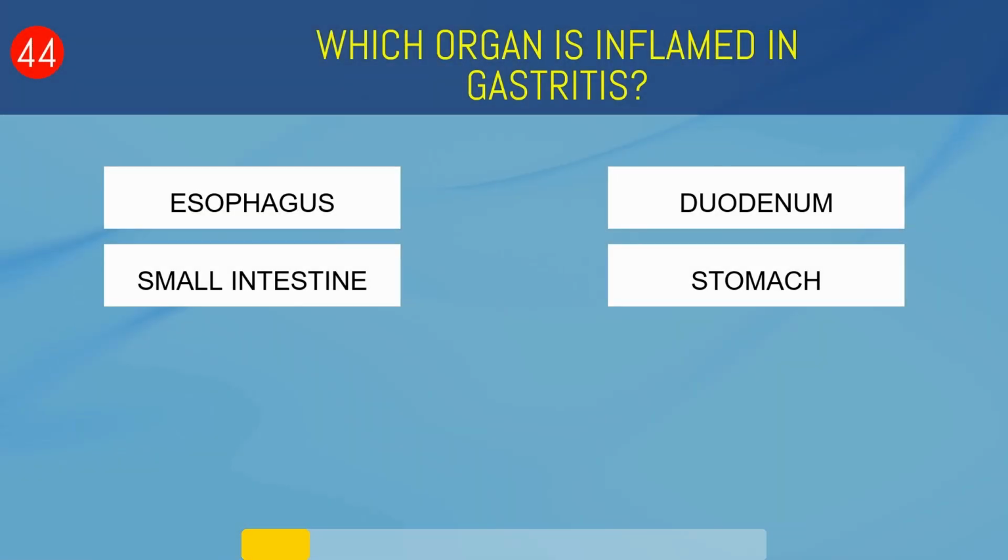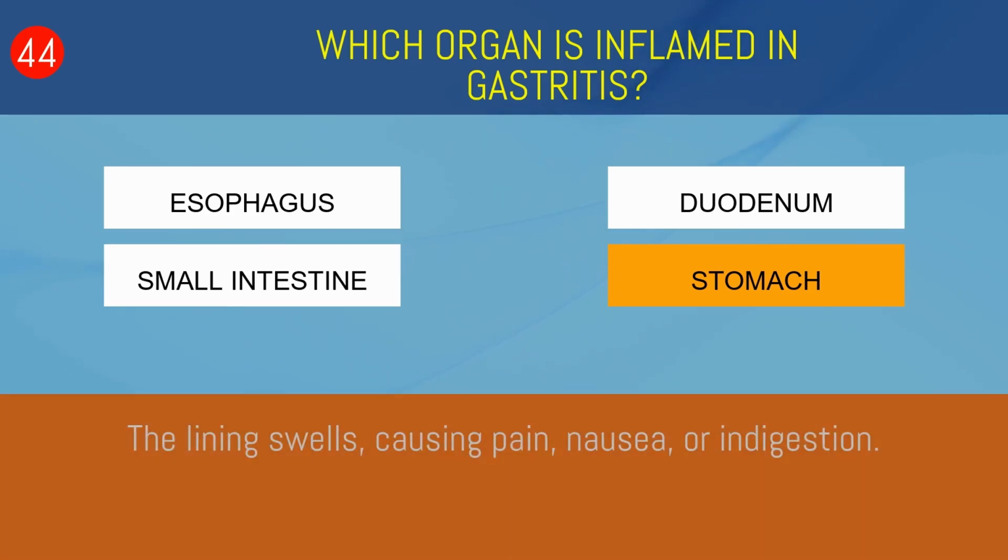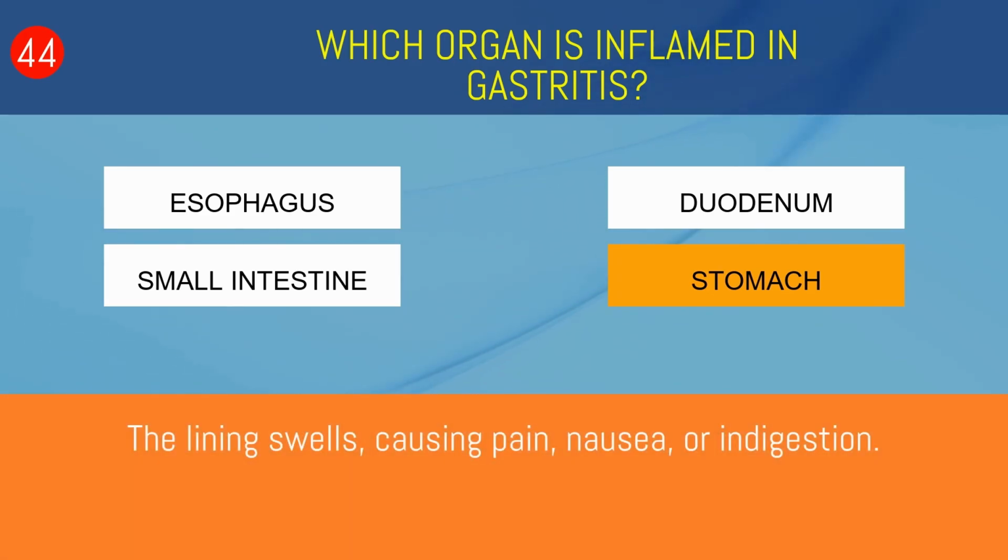Which organ is inflamed in gastritis? Esophagus, small intestine, duodenum, or stomach? Stomach. The lining swells, causing pain, nausea, or indigestion.